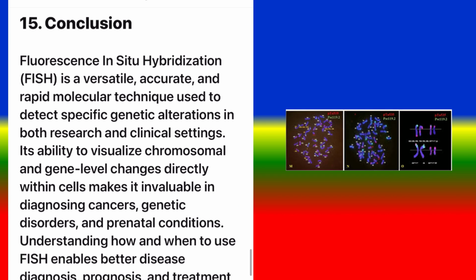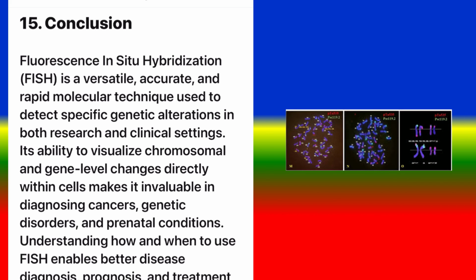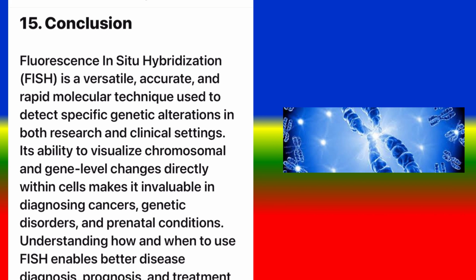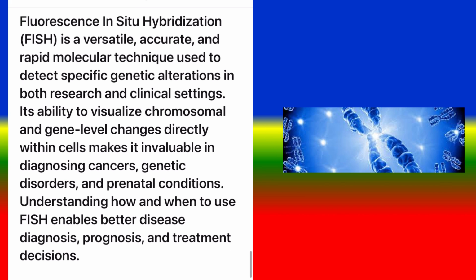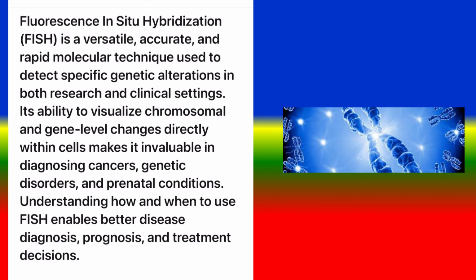15. Conclusion. Fluorescence in situ hybridization, FISH, is a versatile, accurate, and rapid molecular technique used to detect specific genetic alterations in both research and clinical settings. Its ability to visualize chromosomal and gene-level changes directly within cells makes it invaluable in diagnosing cancers, genetic disorders, and prenatal conditions. Understanding how and when to use FISH enables better disease diagnosis, prognosis, and treatment decisions.